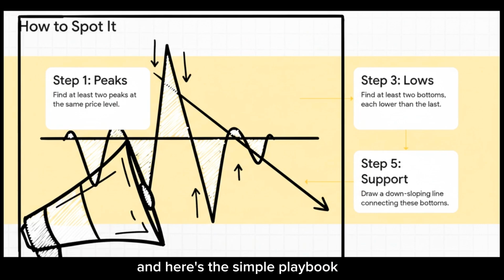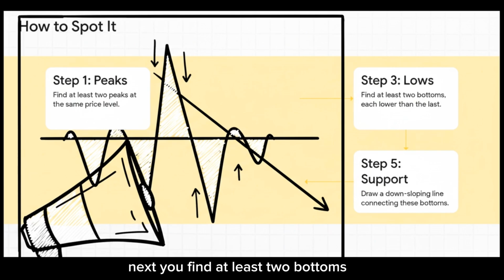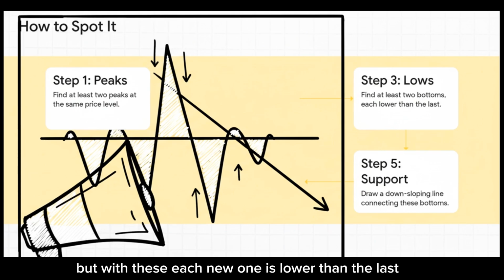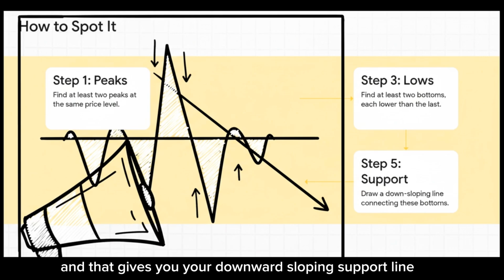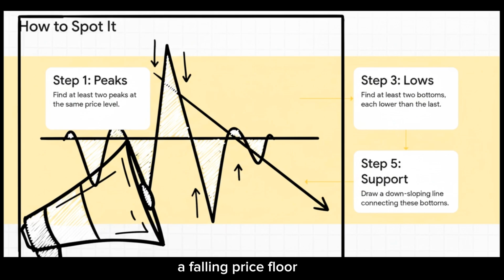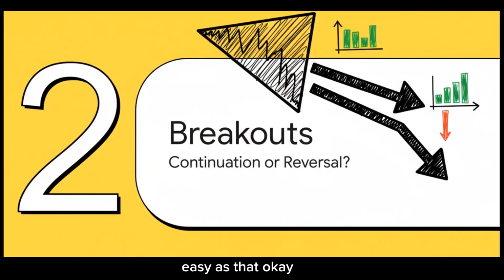And here's the simple playbook. First, you're looking for at least two peaks that hit roughly the same high price. You connect those with a flat line, and boom, that's your resistance. Think of it like a price ceiling the stock just can't seem to break through. Next, you find at least two bottoms, but with these, each new one is lower than the last. You connect those, and that gives you your downward sloping support line, a falling price floor. Put them together, and you've just drawn the megaphone. Easy as that.